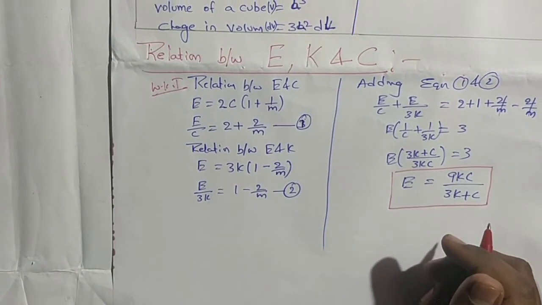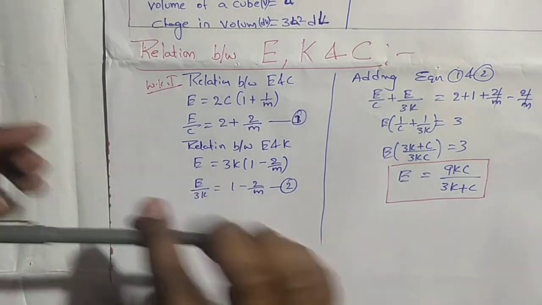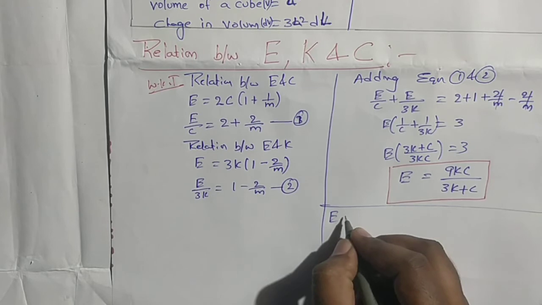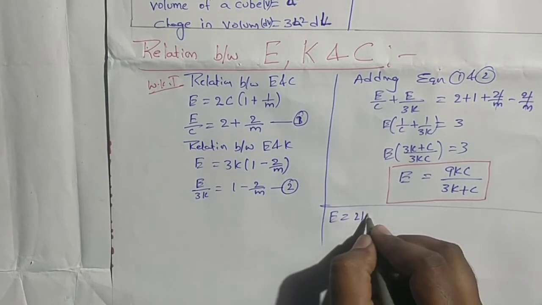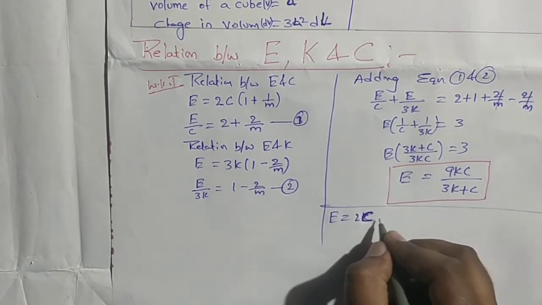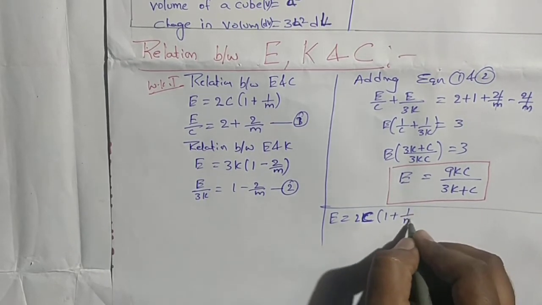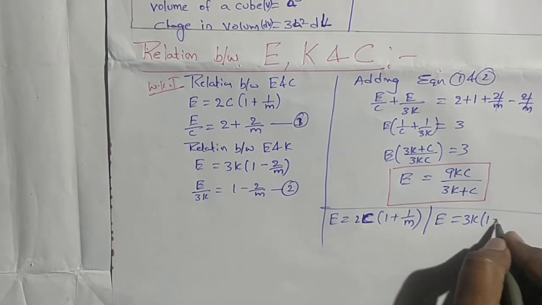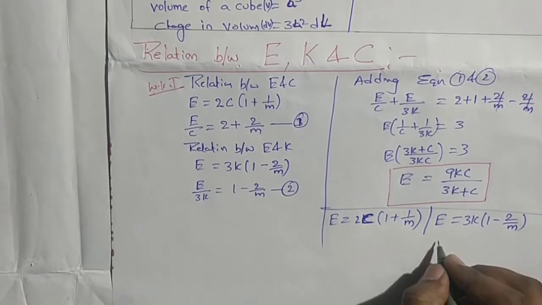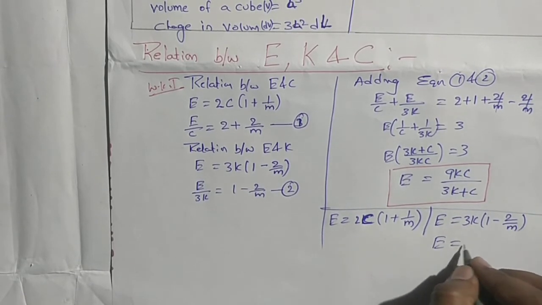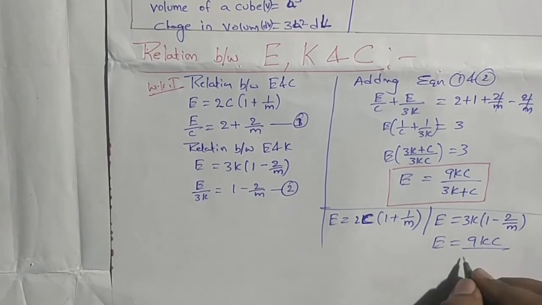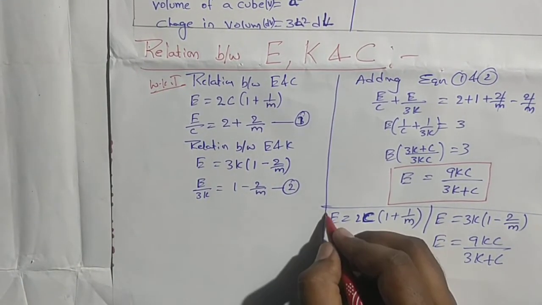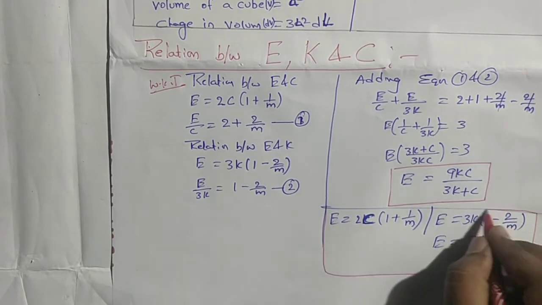Now we have finally calculated the relations between E, C, K. The relation between E and C is E equals 2C into 1 plus 1 by m, the relation between E and K is E equals 3K into 1 minus 2 by m, and the relation between E, K, C is E equals 9KC by 3K plus C. These are the relations between E, C, K.